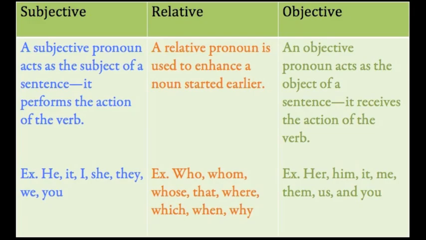When a relative pronoun is compared to an objective pronoun, there are some differences as well. Objective pronouns act as the object of a sentence. It receives the action of the verb. The objective pronouns are her, him, it, me, them, us, and you. That's also different from relative pronouns because it refers to the action and not earlier stated nouns.